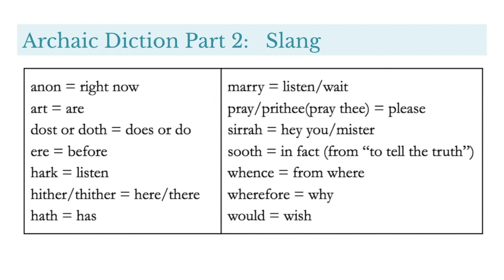Sooth means in fact. It comes from the word to tell the truth. So if a character says in sooth, they're meaning in fact, this is what happened. Whence, again, comes from the word where, so it means from where have you come. Oddly, the word wherefore has no connection to the word where at all. Wherefore actually means why. And would, again, does not have the same meaning that we have now. Would means that you wish. So if a character says, I would that you had blah, blah, blah, blah, it means that you wish they had done something.